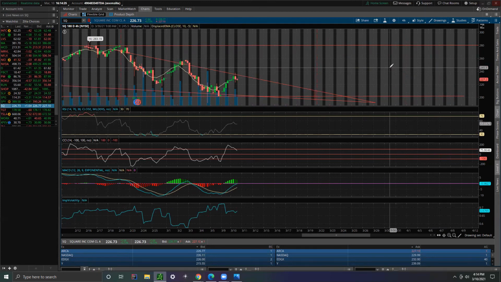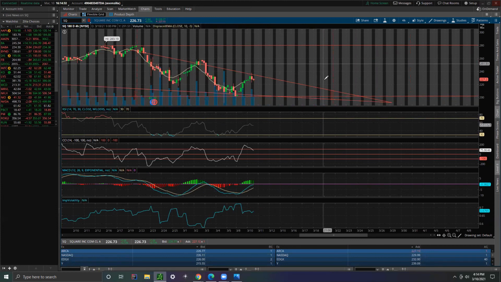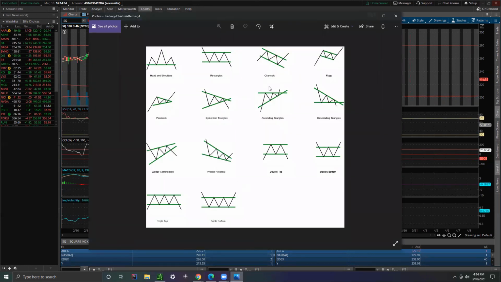But yeah, that's how to chart stocks in a nutshell. Definitely take a look at these chart patterns. They will help you out a lot.